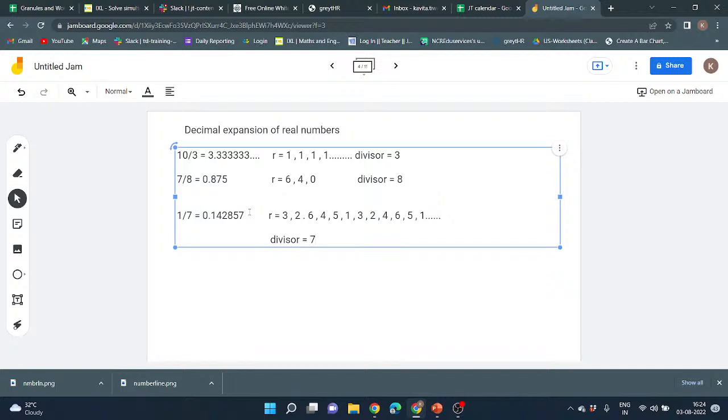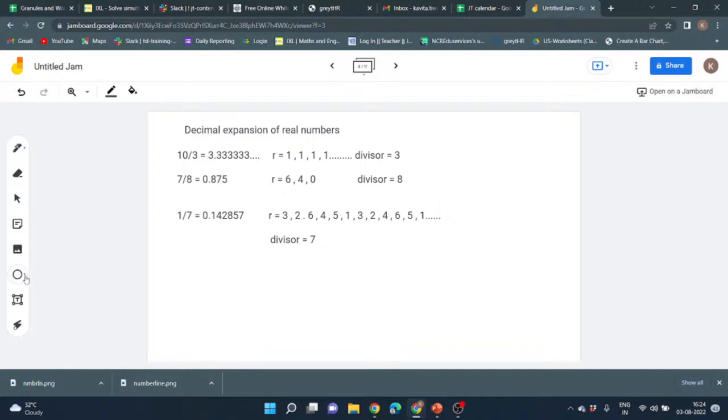The number of entries in the repeating string of remainders is less than the divisor. In 10/3, one number repeats itself and the divisor is 3. In 1/7, there are 6 entries which were 3, 2, 6, 4, 5, 1. Let me highlight it for you. These are the entries which are repeating.